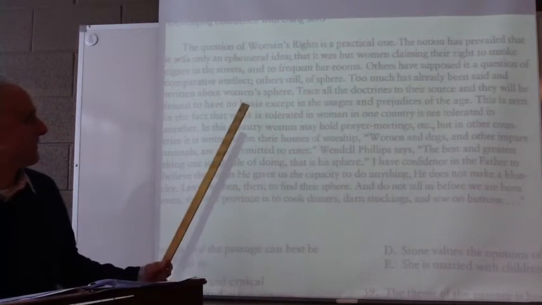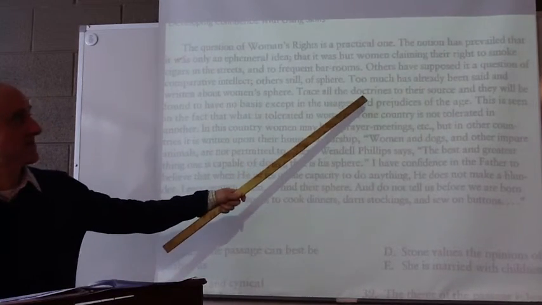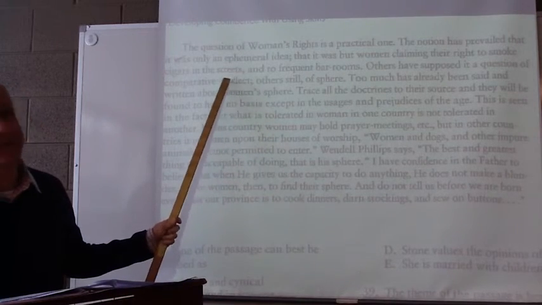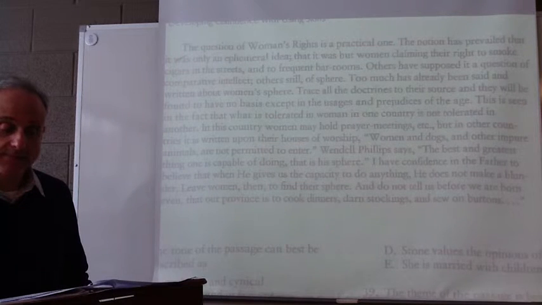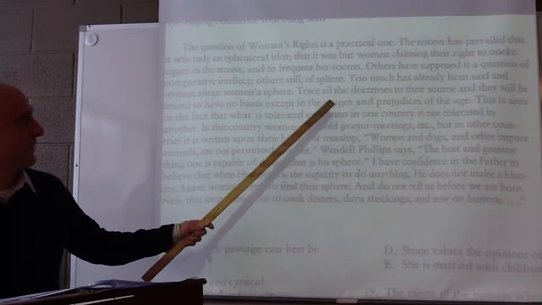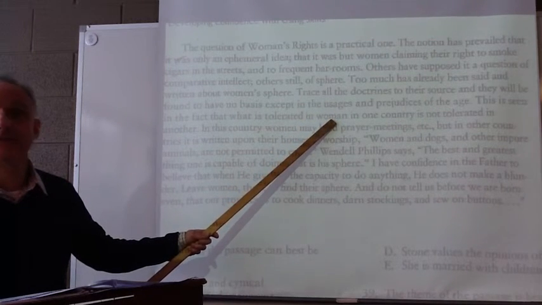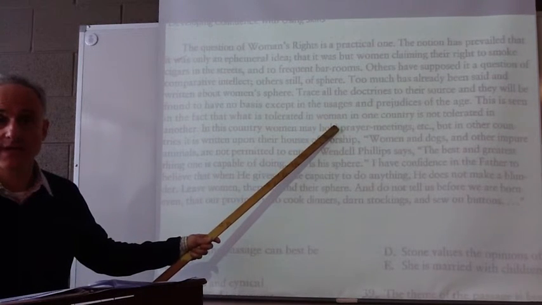I think there might be a question about this right here. Trace all the doctrines to their source and they will be found to have no basis. What will be found to have no basis? The doctrines, right? The doctrines about a woman's inferiority, I think, is what it's referring to there. It's interesting. So she refers to other countries that don't treat women so negatively, and that's for support that it's not true, that it should always happen if other people don't do it.